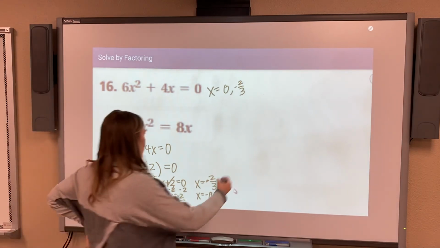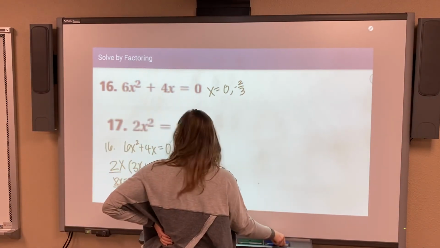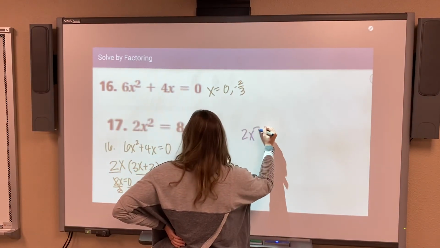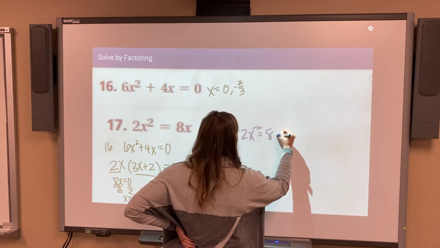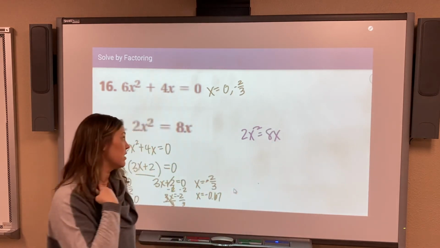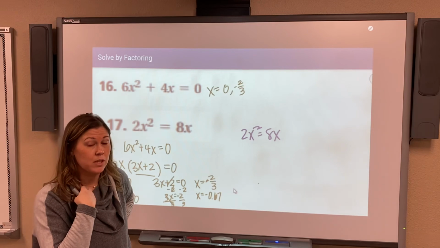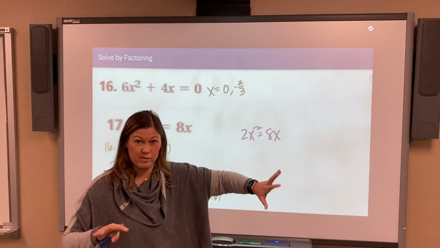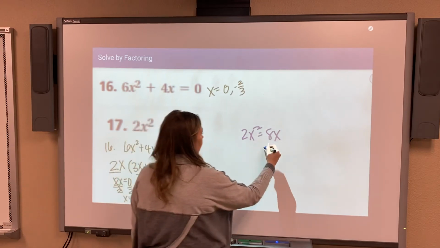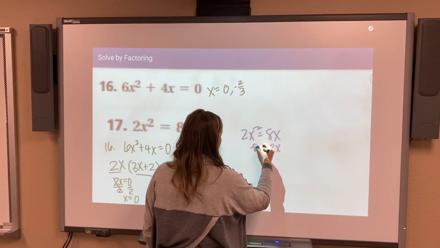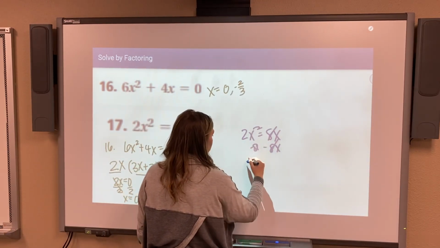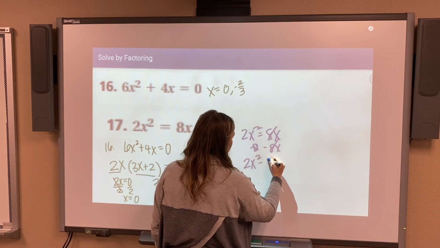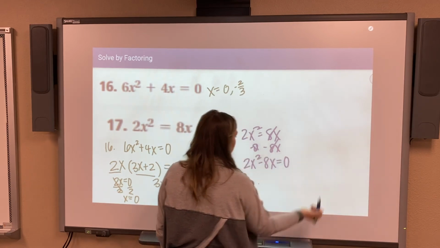Okay, and then 17, we have 2x squared is equal to 8x. Okay, so first, it doesn't equal 0, so we need to move everything. I always like to keep my x squared term positive if possible. So I'm going to move my 8x to the other side, and I'm just going to subtract it. Okay, we cannot combine those, so it's just 2x squared minus 8x is equal to 0.